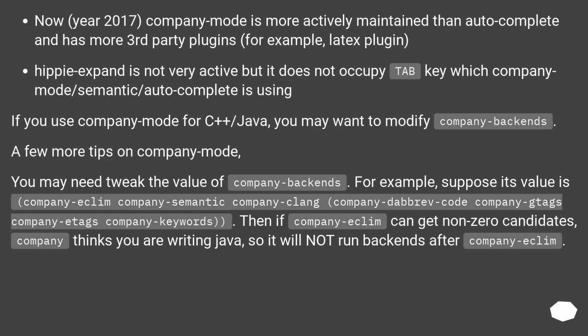If you use company mode for C++ or Java, you may want to modify company-backends. A few more tips on company mode. You may need to tweak the value of company-backends. For example, suppose its value is company-eclim, company-semantic, company-clang, company-dabbrev-code, company-tags, company-etags, company-keywords. Then if company-eclim can get non-zero candidates, company thinks you are writing Java, so it will not run the backends after company-eclim.